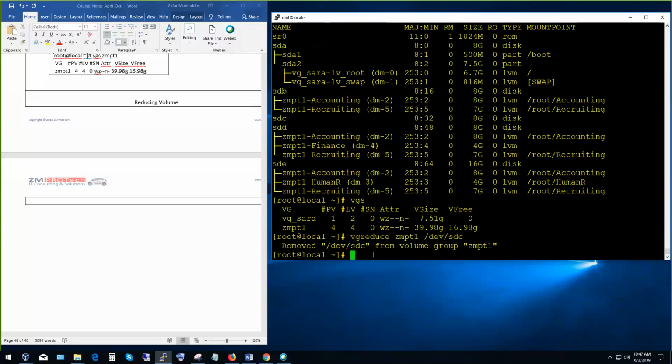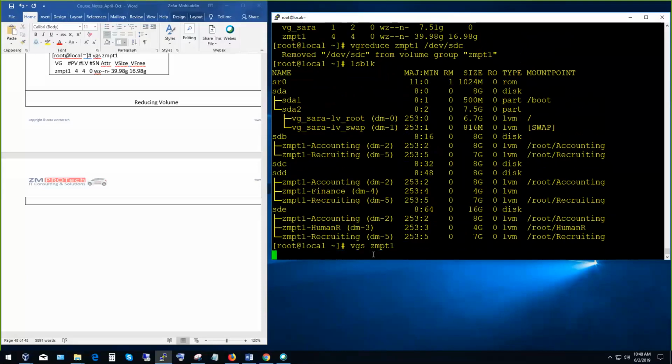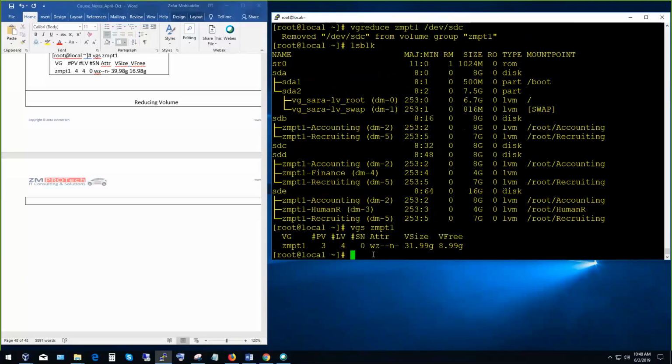All right, let's do lsblk. This is still going to be there, but if you do vgs ZMPT1, now we have only 3 disks in there, and the free size is about 9 GB. Yeah, it makes sense because the new disk was about 16 GB, and the free space was 17 GB. So 9 GB is there.